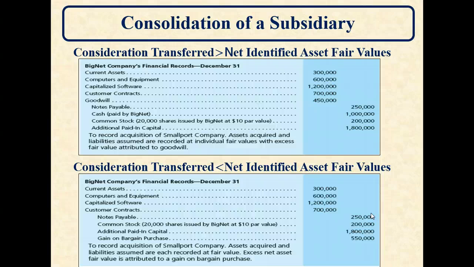But if your question is, what happens if consideration that is given is less than the fair value of the assets? What will be the correct answer? You have a bargain purchase gain, don't you? And you're going to have to show that gain on the books.